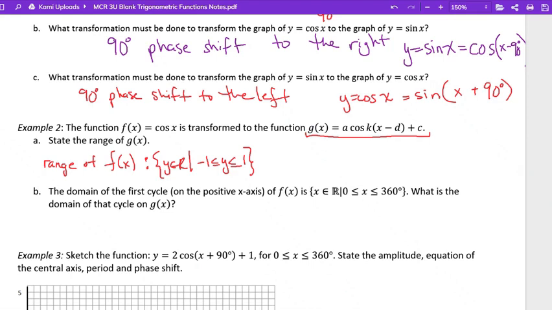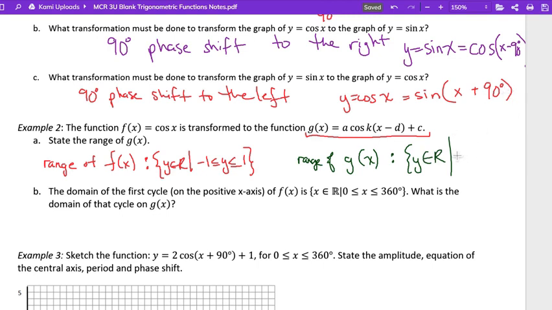We're talking vertical. So now, which two transformations are going to affect the range? A, K, D, C. A and C, right? K and D affect horizontal stuff. And so what that means is that the range of g of x is still going to be continuous. y belongs to all real numbers, but now we have to change the range.